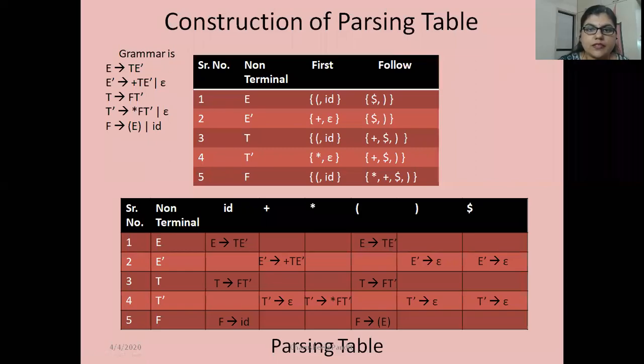So in the last lecture, we have seen that for this particular grammar, this is the first and follow, and this is the parsing table. Now, depending upon the first and follow and with the help of this parsing table, we'll see the stack implementation.